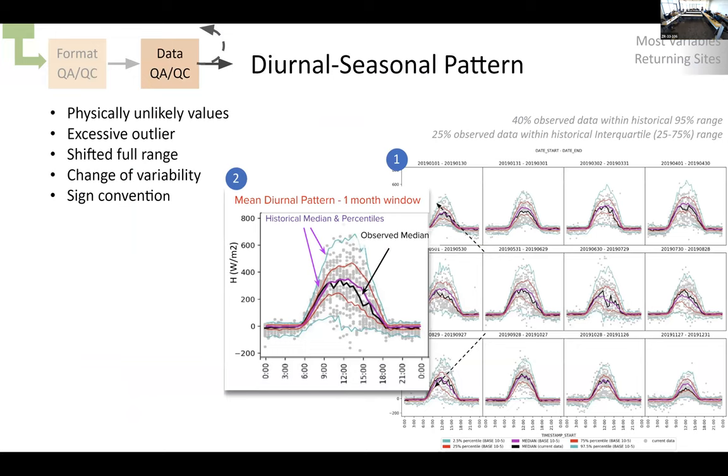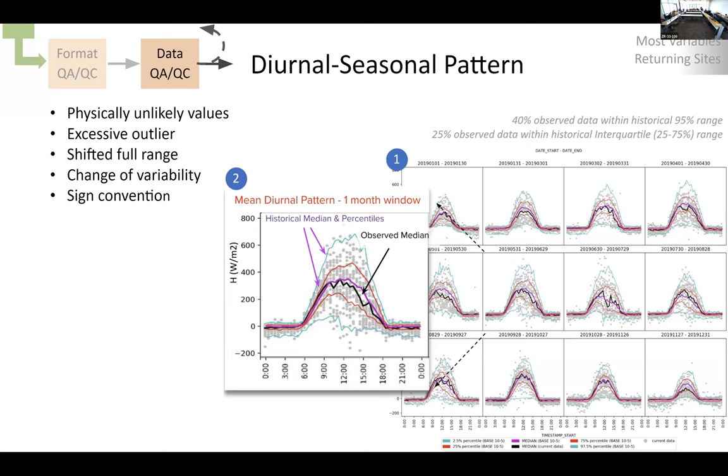Okay, if you're dealing with data regularly, you can imagine the physical range is pretty wide for some situations. You might have an Arctic site and a tropical site, which have very different ranges, and everything could be just fine within our range. That's why we have another level of checking: the diurnal seasonal pattern. Think of this as a fine-tuned range for your site, in a very detailed way. The figure here shows the monthly pattern.